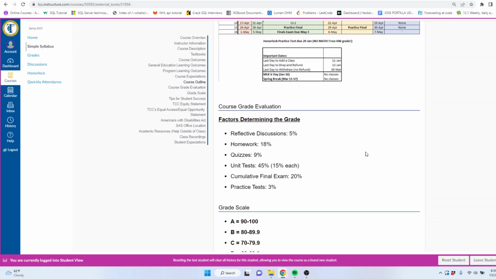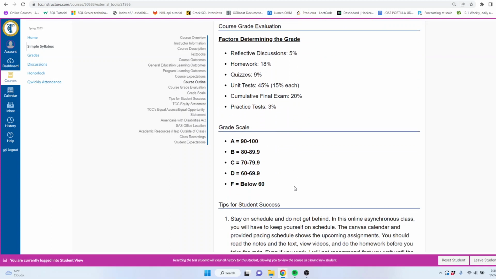So course grade evaluations, factors that determine the grade. We have discussions like I described above. They will be worth 5% of your grade. Homework's 18, quizzes are 9. The tests are 45%, which are 15% each. The final exam is 20, and the practice tests are 3. And then the grading scale is a standard grading scale. 90s are an A, 80s are a B, and so on.